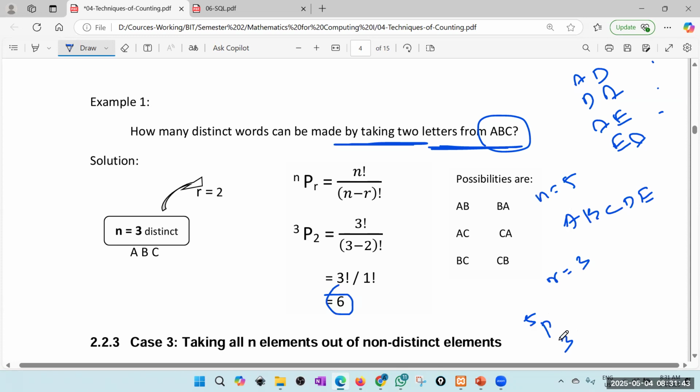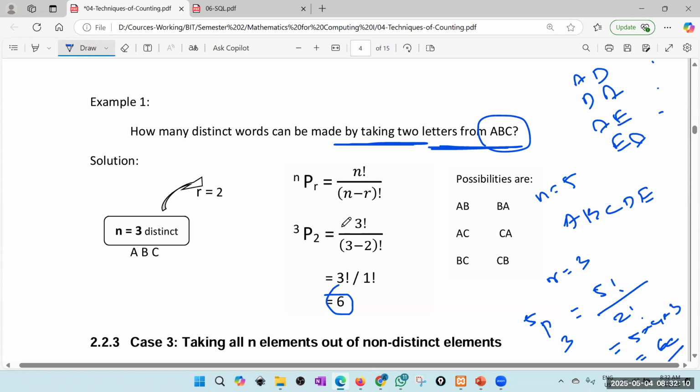5P3 is nPr, that is factorial 5 divided by factorial 5 minus 3, which is factorial 2. That is 5 into 4 into 3, because 2 and 1 get cancelled. 5 into 4 is 20, 20 into 3 is 60. 60 ways. If you keep writing, you will find that there are 60 ways. Right. So that is case number 2.